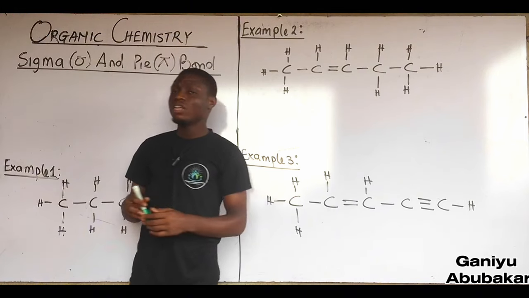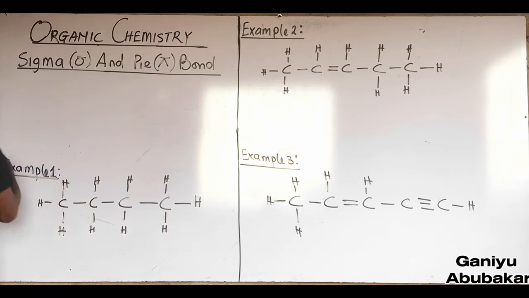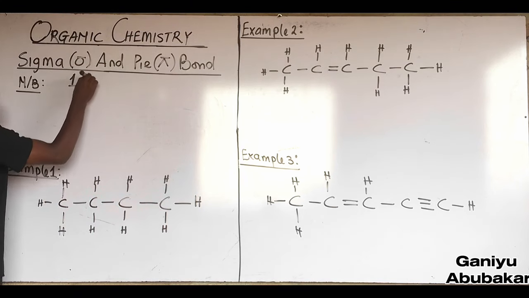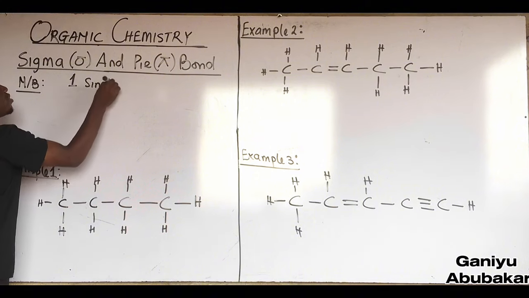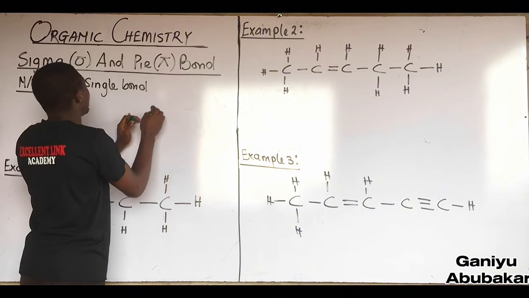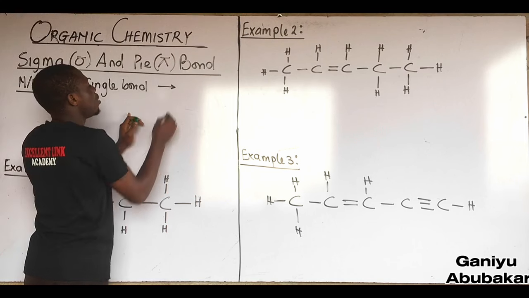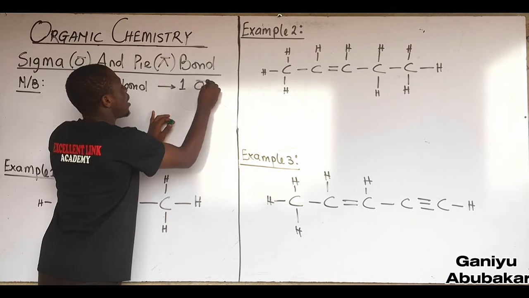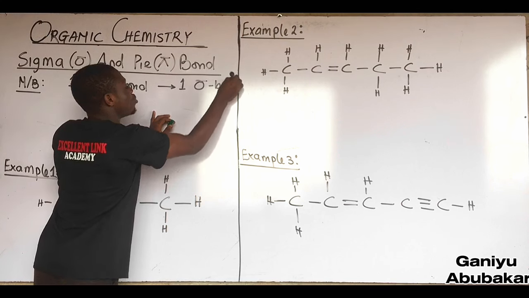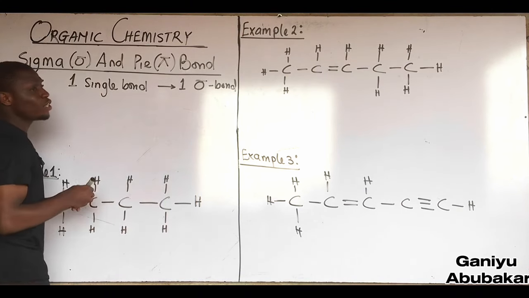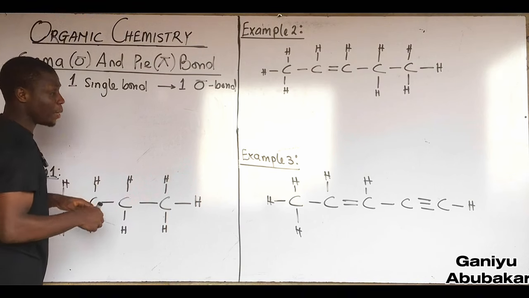How can I do that? So note the following: one single bond gives one sigma bond. So one single bond gives what? One sigma bond. So for every single bond, there's one sigma bond there.